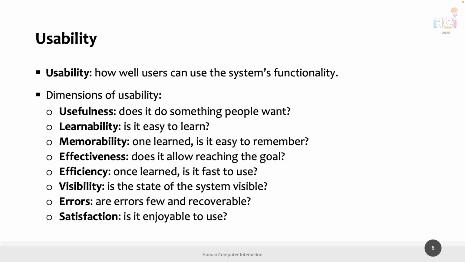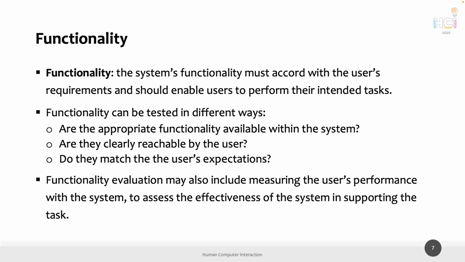We have seen an example with finding the information about graduating on the Politecnico website. Visibility: is the state of the system visible or not? Errors: can we recover from errors or not? And finally, satisfaction is also part of usability. So is it enjoyable to use or not? So this is the first aspect that we can evaluate under usability.